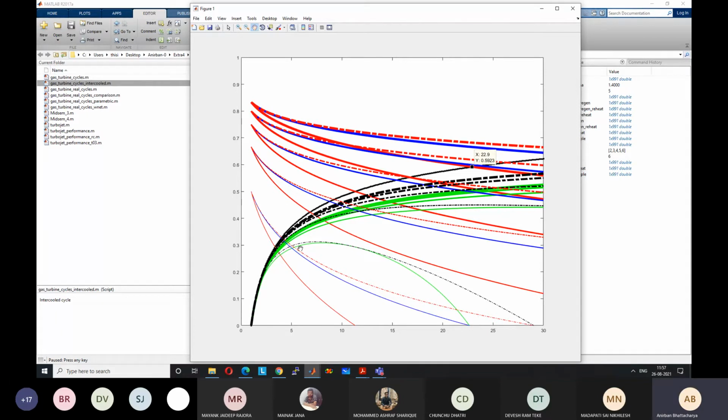So t equal to 2, 3, 4, 5, and 6. So efficiency is very high. As you can see, efficiency is very high, even higher than the reheat plus regeneration cycle. Large scope for regeneration is there in the intercooled cycle.